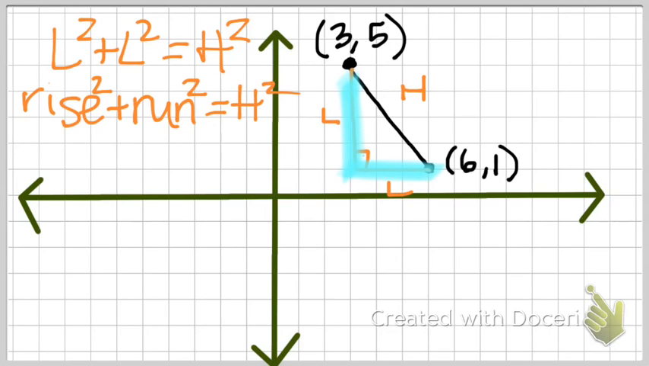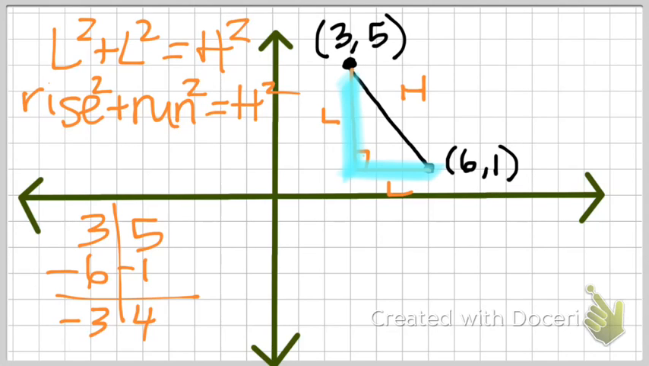So in order to solve this, I'm just going to take my points and I'm going to put them in the table that we used when we were finding slope. I'm going to subtract just like I did with slope. So 3 minus 6 is negative 3. 5 minus 1 is 4. And I've got now these two numbers. I'm going to copy them over here. So I've got negative 3 squared plus 4 squared.